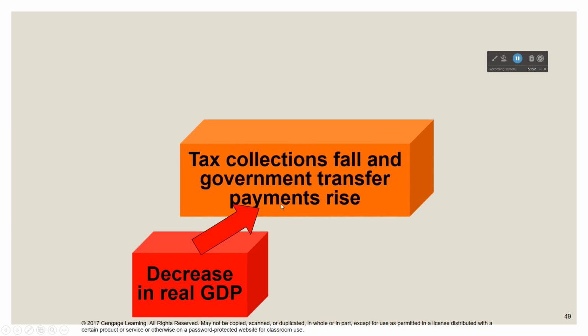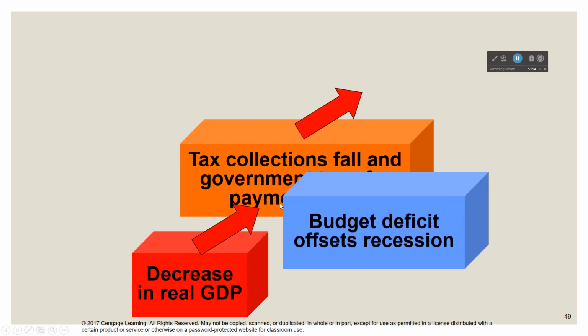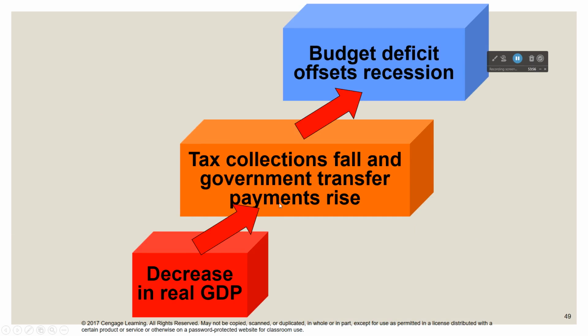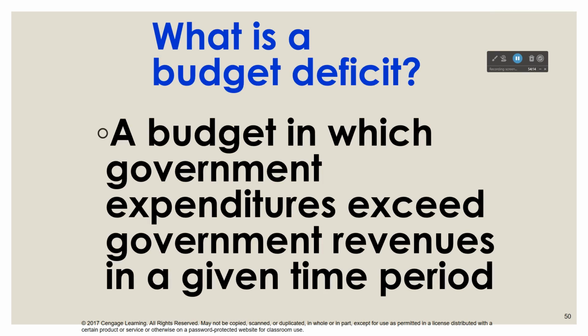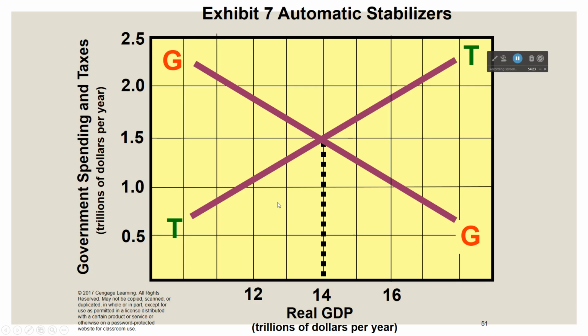So if you get a decrease in real GDP, tax collections fall, and government transfer payments rise, that budget deficit would offset a recession. So it's the opposite of what we just did. Okay, a budget deficit is a situation in which government expenditures exceed revenues. They spend more money than they take in taxes. That's the norm. Okay.